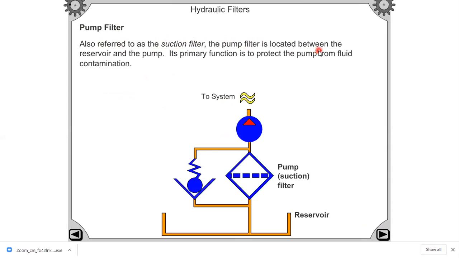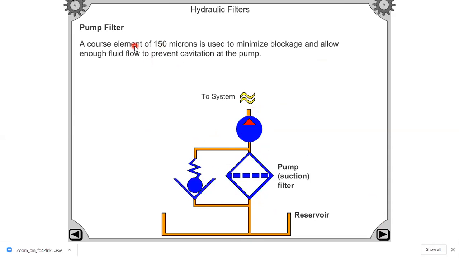Here the pump filter is located between the reservoir and the pump. If the filter is located between the pump and reservoir, then we call it the pump filter or suction filter. Mainly its function is to protect the pump from fluid contamination. If the oil goes directly to the pump, some contaminants can be removed by using the pump filter. If I am using this pump filter, then I will also be using the bypass valve for the safety of the pump filter.